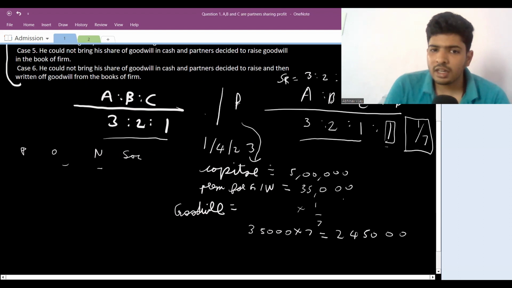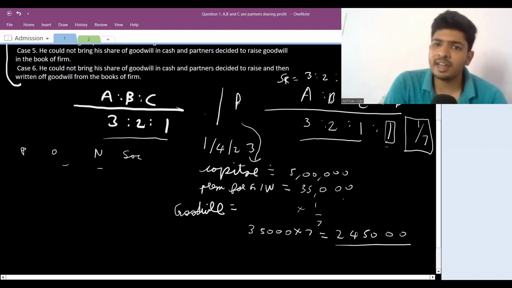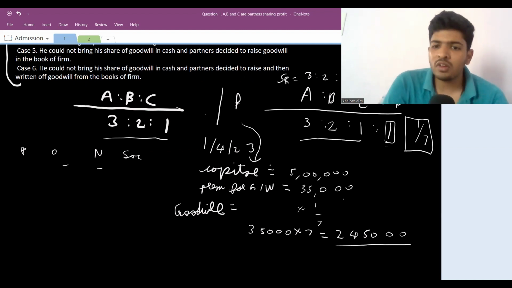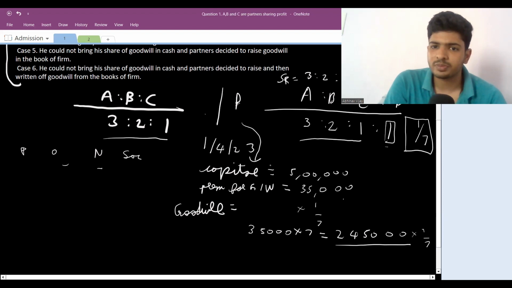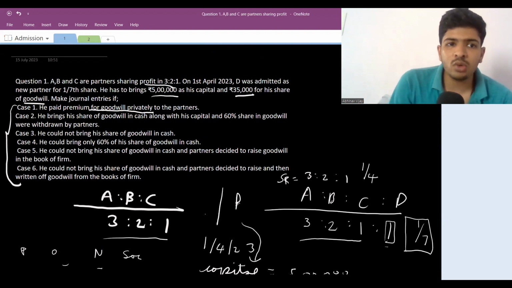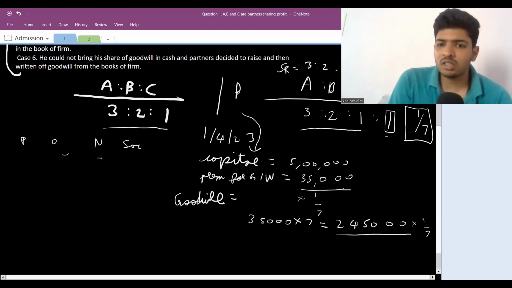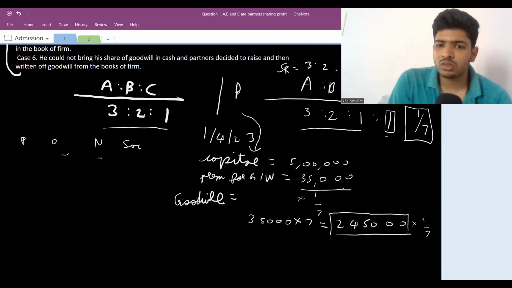Did you get me? Usually they tell you the goodwill of the firm as on that date, and then we need to calculate the premium of goodwill, or his share of goodwill that he needs to bring from his house. For that, we multiply 2,45,000 into 1 by 7. That is his new share in profit. But now they're already telling you 35,000 is his share of goodwill that he brought from his house. So you just need to do reverse calculation and find the total goodwill. In this case, it's 2,45,000.